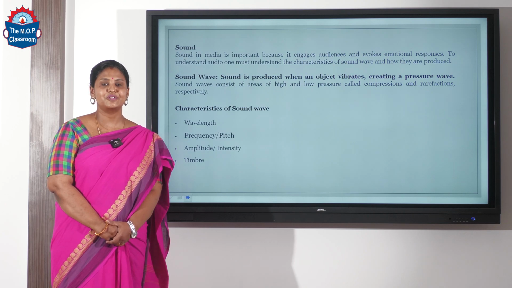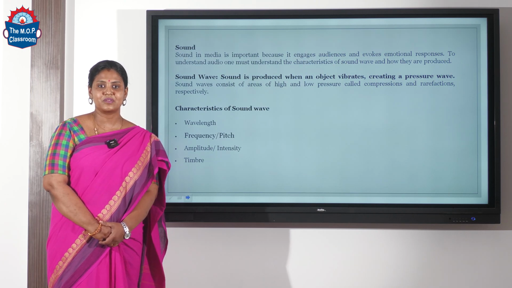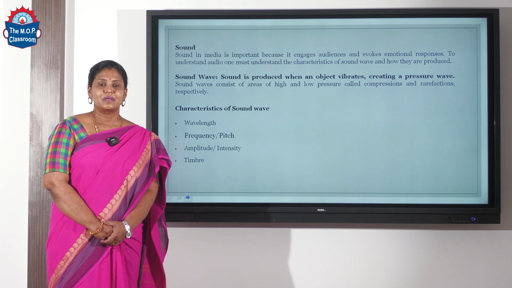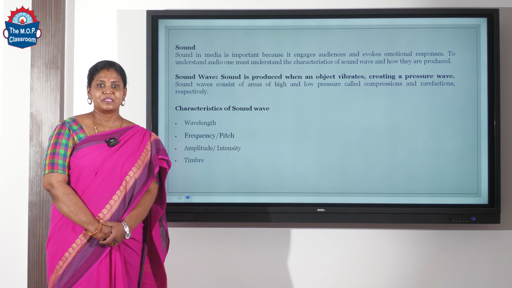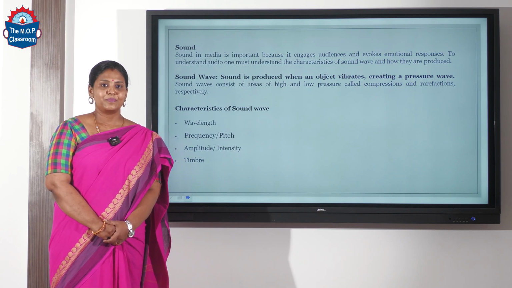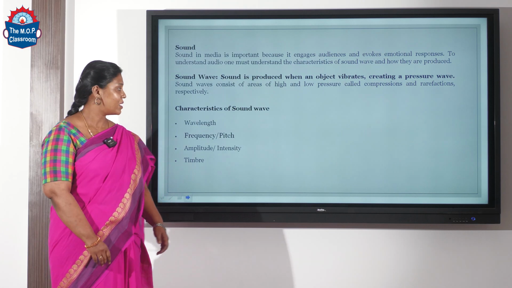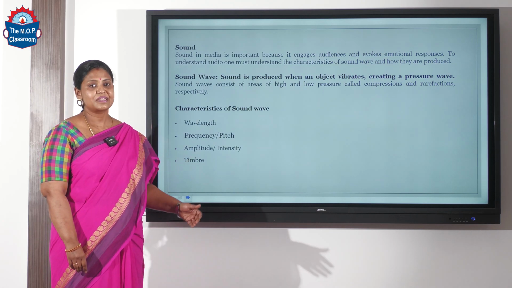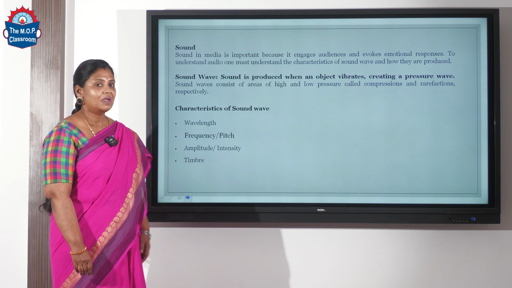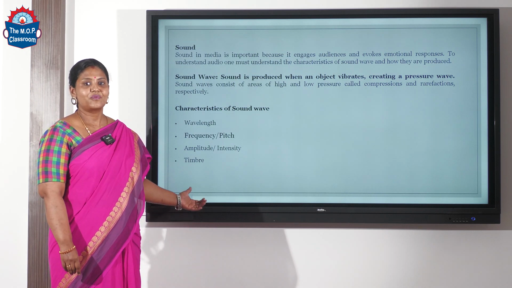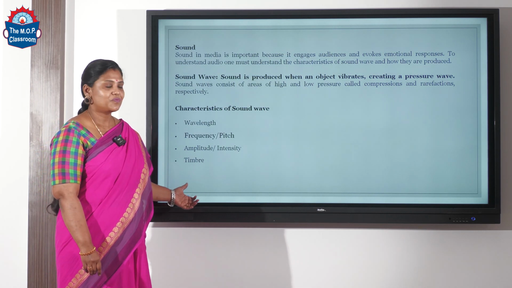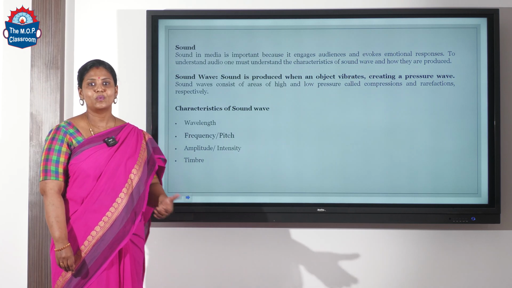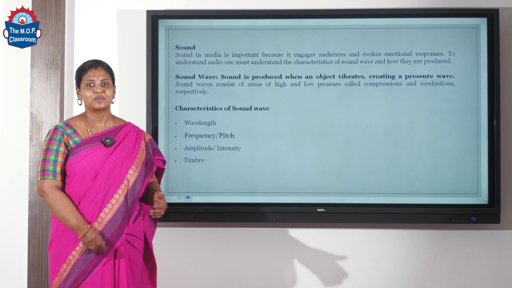This entire chapter deals with the technical properties of how a sound wave is dealt with and what its main properties are. There are four important properties of the sound wave. One is the wavelength, the second is the frequency and pitch, the third is the amplitude, and the fourth is the timbre. These four are very important when it comes to recording, mixing, and mastering of sound.